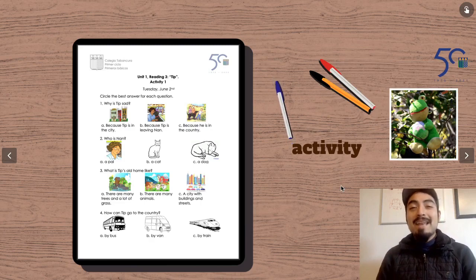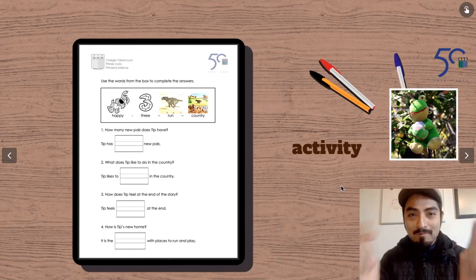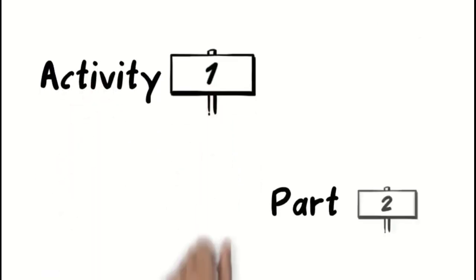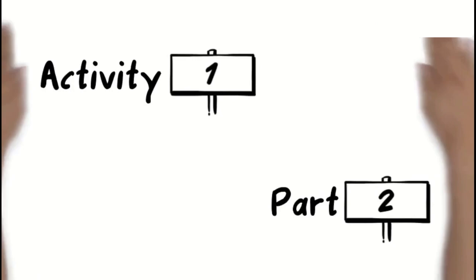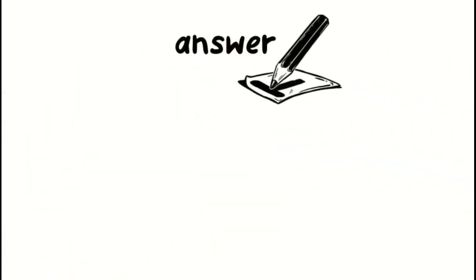That was part number 1. Are you ready for part number 2? Now, let's pay attention to the instructions. Instructions for Activity 1 Part 2. Listen. Pay attention to the box. There are 4 words. You have to use them to answer the question.